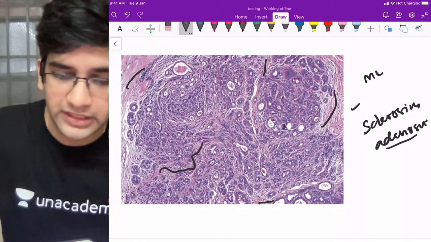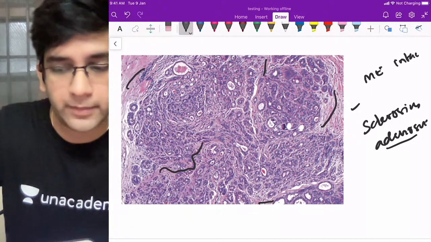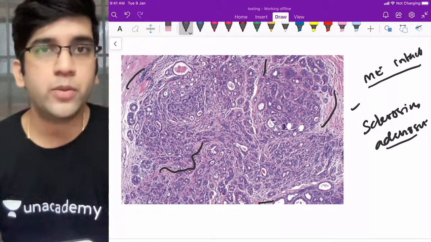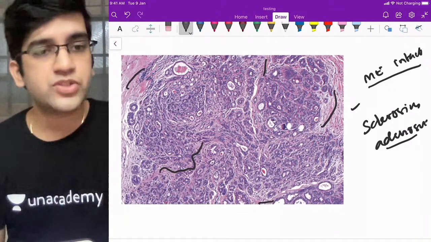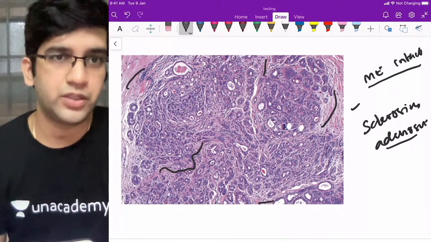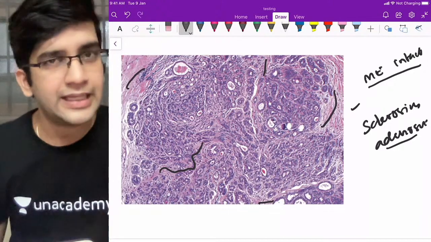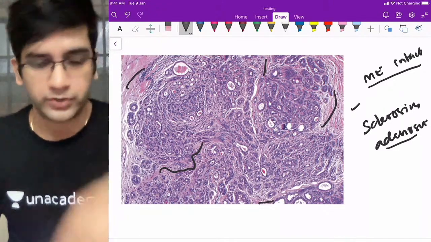Here also myoepithelium will be intact only. Do not comment on myoepithelium on a low power image. You will not be able to understand it, fine. It's a very simple diagnosis, right? It's sclerosing adenosis. Sclerosing adenosis is also one of the types of duct lobular abnormality. I'll come to them when I compile everything, okay?